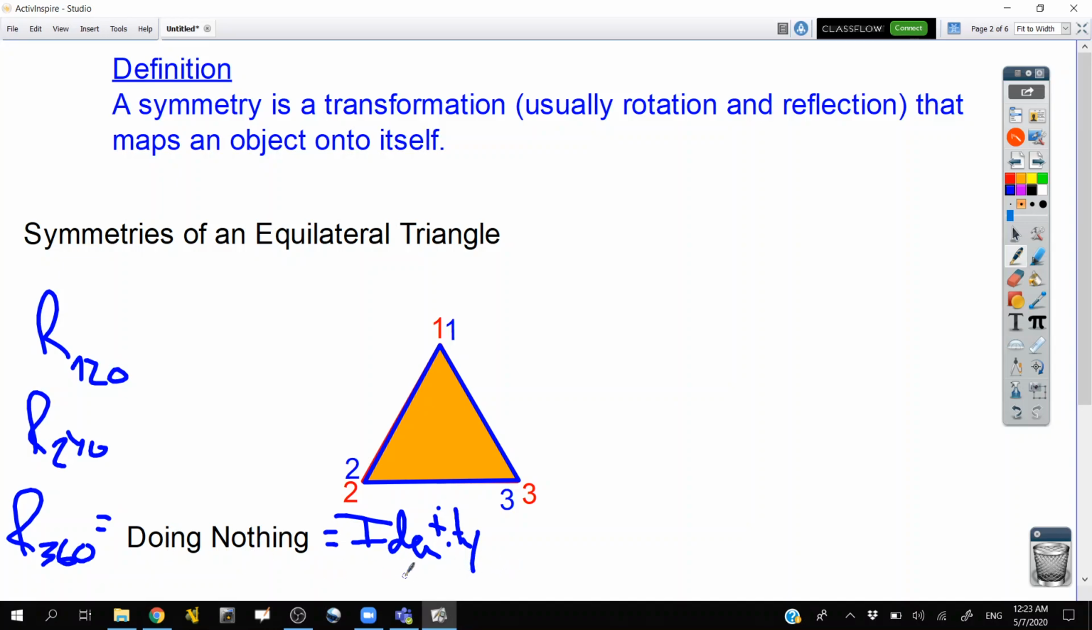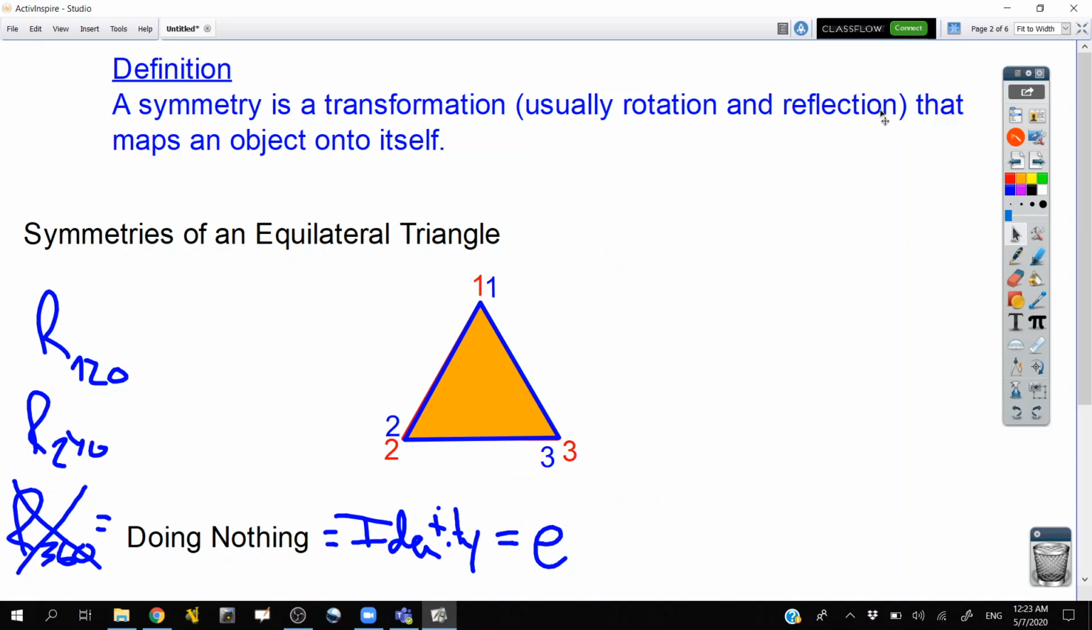Anyway, we use different letters for it. I'm going to use the letter E in this case, but I is also common for an identity. So rotating 360 is not what we'll call this because it's the same thing as doing nothing. So we'll just call it the identity instead. The other symmetries, those are all the rotational symmetries, but we have reflection symmetries.